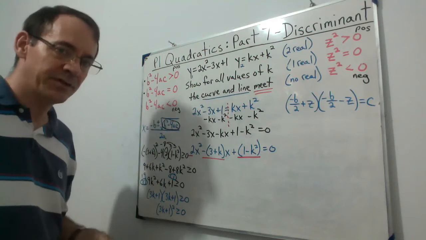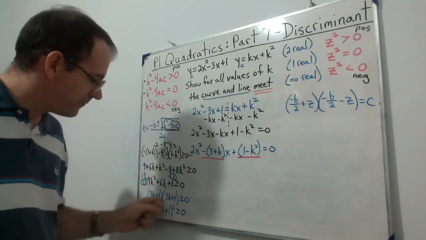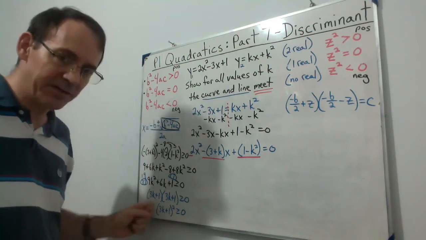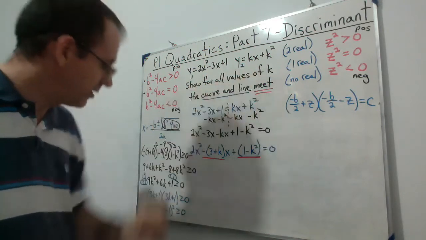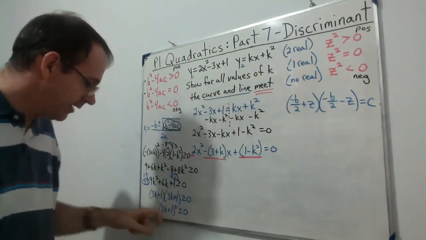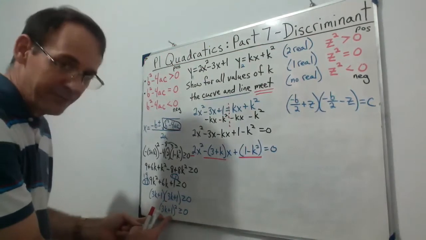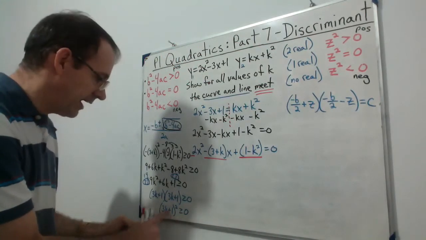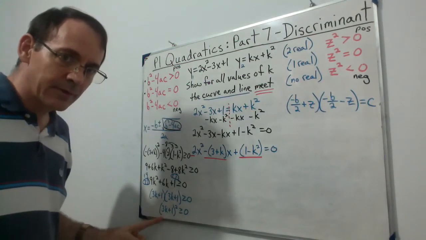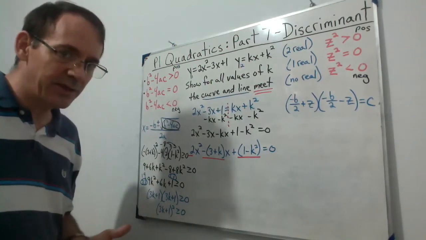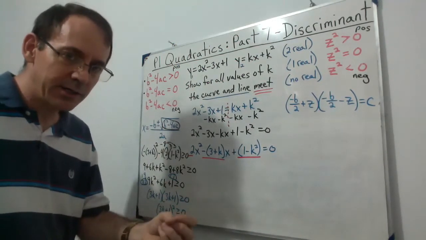How does that help us? Well, no matter what value you get in this parenthesis, meaning all values of k that you plug in here, you're going to get a value in this parenthesis. And when you square it, no matter what that value is, anything squared is positive.